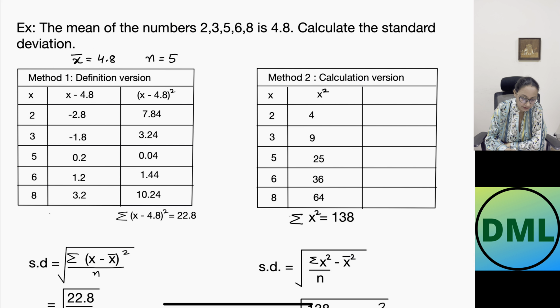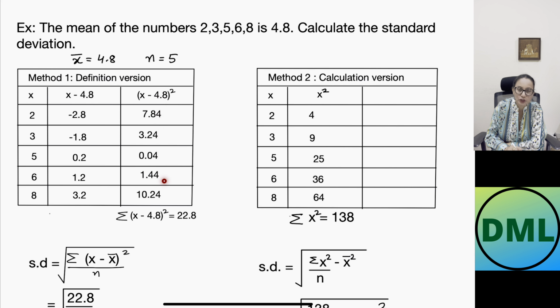The mean of the numbers 2, 3, 5, 6, 8 is 4.8. Calculate the standard deviation. Here the mean is in decimal, so I have to use the second formula. But we will first see this example in both the ways, to see which way we find it easier to solve. In this case, mean x bar is given as 4.8 and the numbers are 2, 3, 5, 6, 8. There are 5 elements inside it, so n is equal to 5.